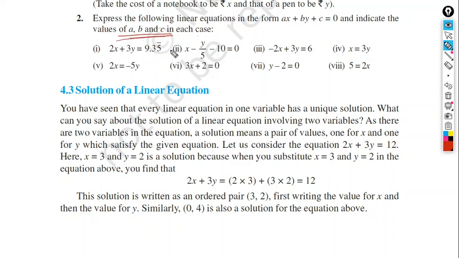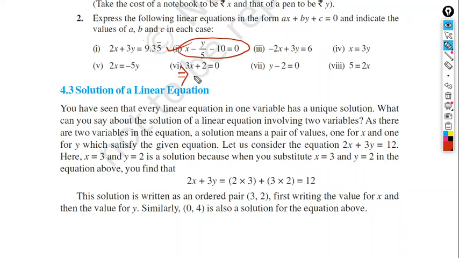Now we'll move to the second question. Here, it will be better for you if you first write it in the form of ax plus by plus c equal to 0, then you can find the value of ABC. Otherwise you can reverse the position like what we have done now. Okay, so let's start. Again I am not writing the question here. Implies, now here the equation is already in the form of ax plus by plus c. We just need to indicate.